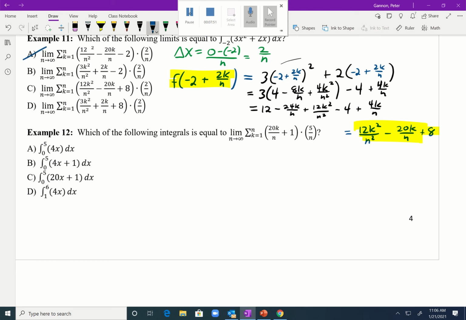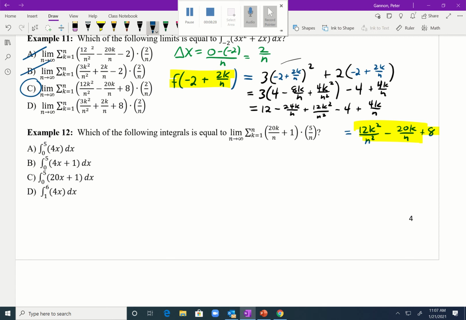If we look at B, it's 3k squared. That's not right. Looking at C, we got 12k squared over n squared minus 20k over n plus 8, and then our delta x was 2 over n. That looks good. There's our answer. So again, it really comes down to being able to find the delta x and the f of a plus k delta x value. You get the hang of that, you'll at least be able to get where you need to go.